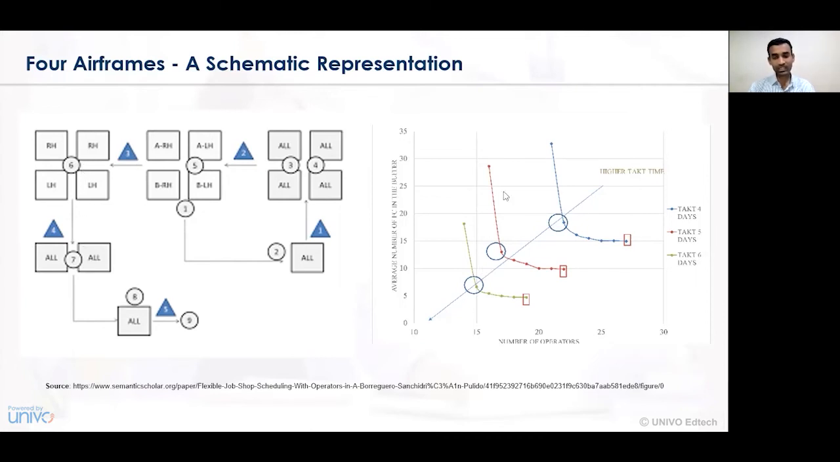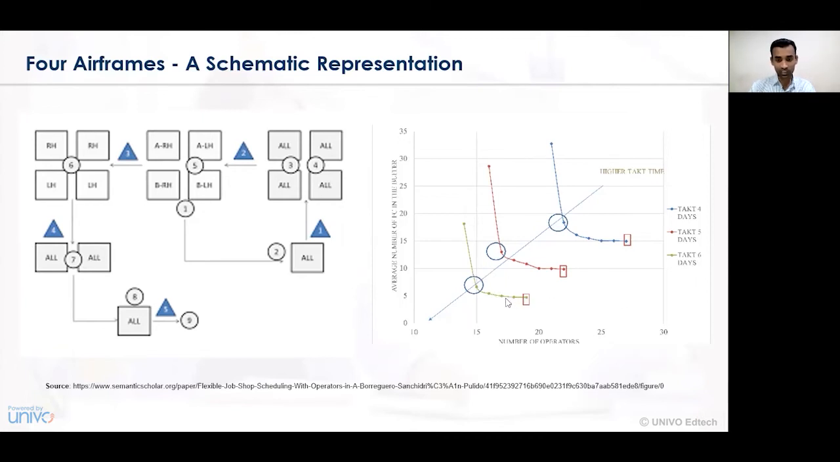Now let's look at the second diagram on the right hand side. This curve shows the higher time taken for completion of a certain activity. The green dotted line shows the number of operators in existence and the time taken. So the time taken is 6 days.